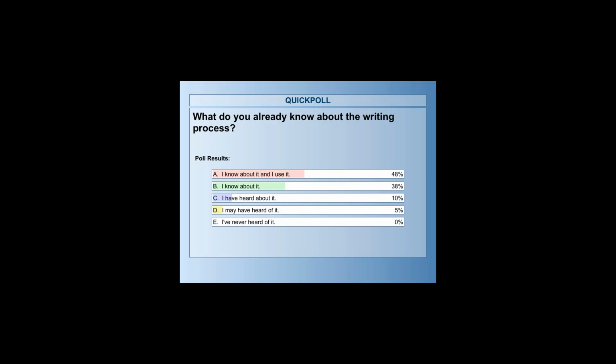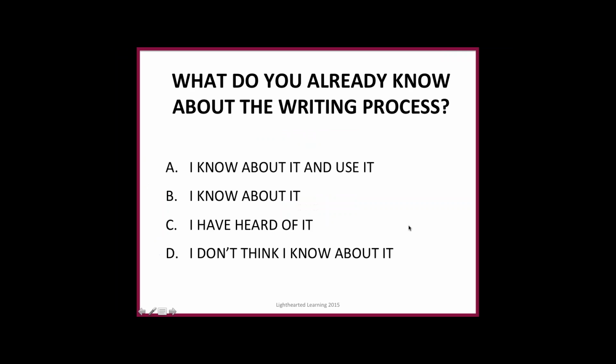So we have about half our group that knows and uses the writing process in class. Yes! And another healthy selection that knows about the process. We have a few that may have heard of it or have simply heard about it and maybe are not making use of it right now. But no one said that they have not heard of it. So that might be a double negative. But that's terrific. So this is going to be review and we'll move through it fairly quickly.